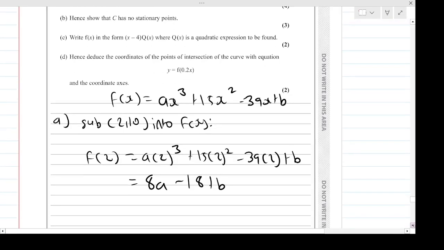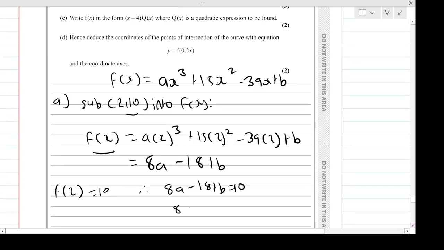And I also know that when x is 2, y is 10, so f of 2 equals 10. Therefore, 8a minus 18 plus b equals 10. Then if I add 18 to both sides, I get 8a plus b is 28. Okay, that's one equation. I can't do anything with that alone.